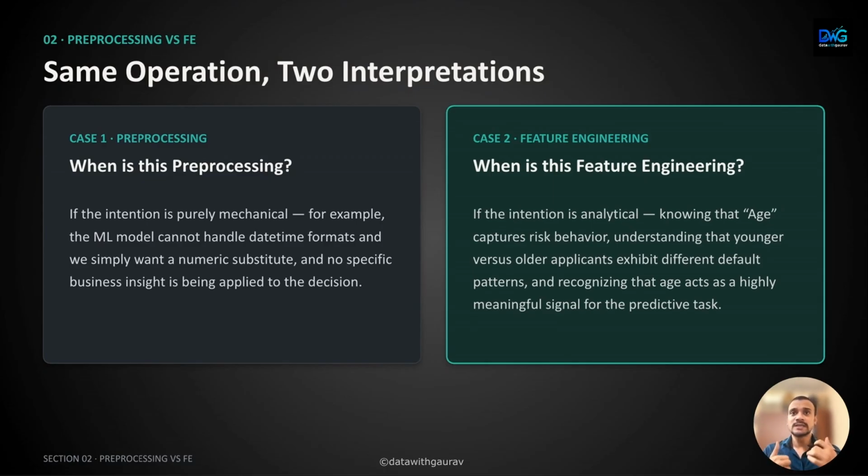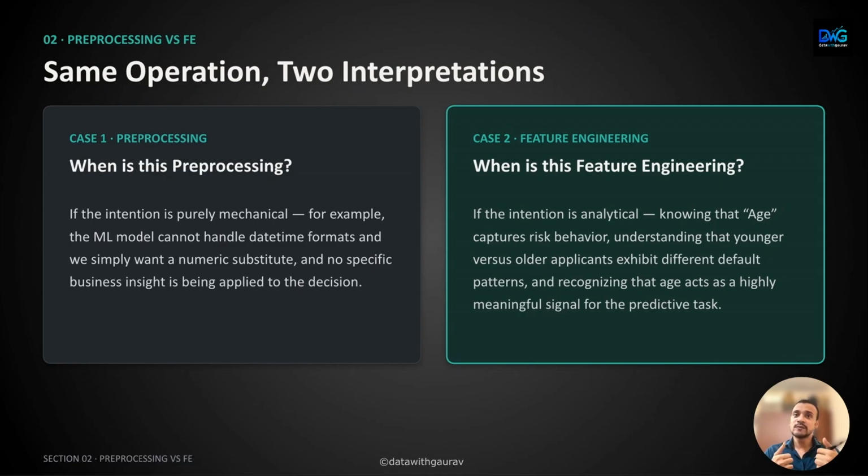So let's take two cases here. We'll see when it is data preprocessing and when it is feature engineering. So let's start with case 1. Suppose your machine learning algorithm does not accept date values and only works with numeric inputs. In that case, you convert date of birth into age simply because the model needs a numerical value, right? You are not making any assumptions about whether age is important for the prediction or not. You are just making the data compatible with the algorithm. In this situation, the transformation is data preprocessing because its purpose is purely technical.